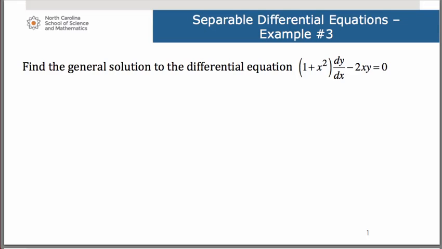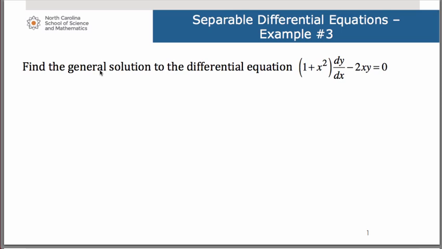This separable differential equation example is going to make use of some other laws of logarithms not seen in other examples we have worked. Here we are going to find the general solution to the differential equation 1 plus x squared dy dx minus 2xy equals 0.